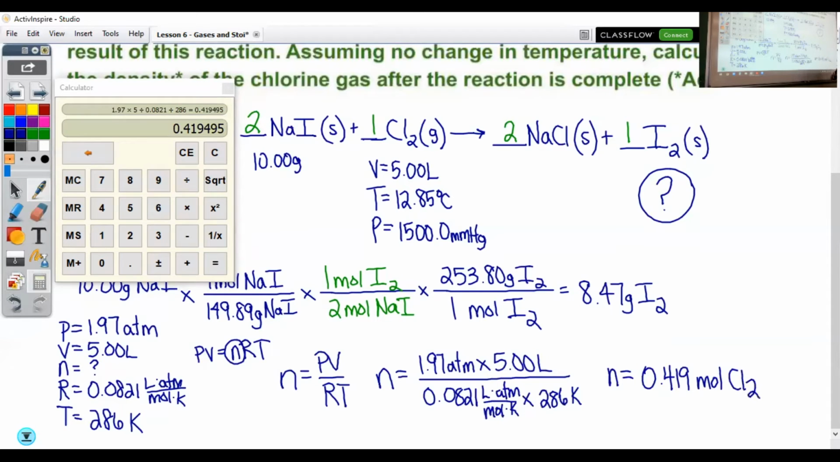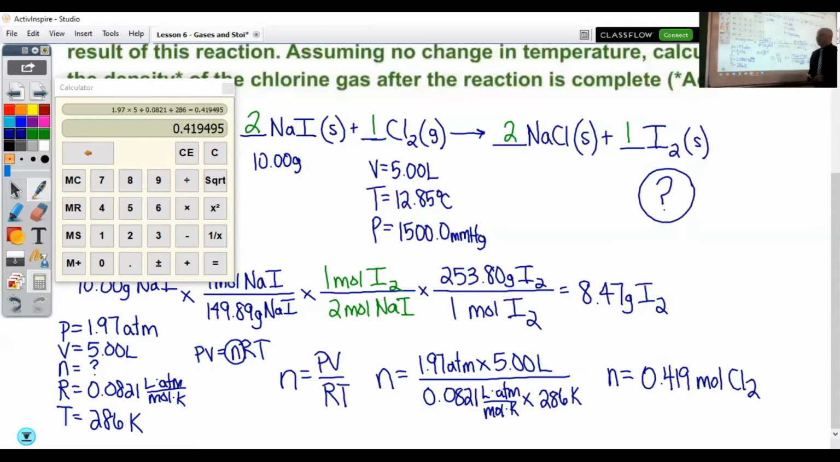of Cl2. The only difference between these problems that we're learning today and the ones that we did back in stoichiometry is that first step. The only difference is now, instead of being given grams and going directly to moles using the molar mass, we're given these conditions and we have to use PV equals nRT in order to get to moles of our reactant. Once we get to this part, then it looks just like the equation did up here.